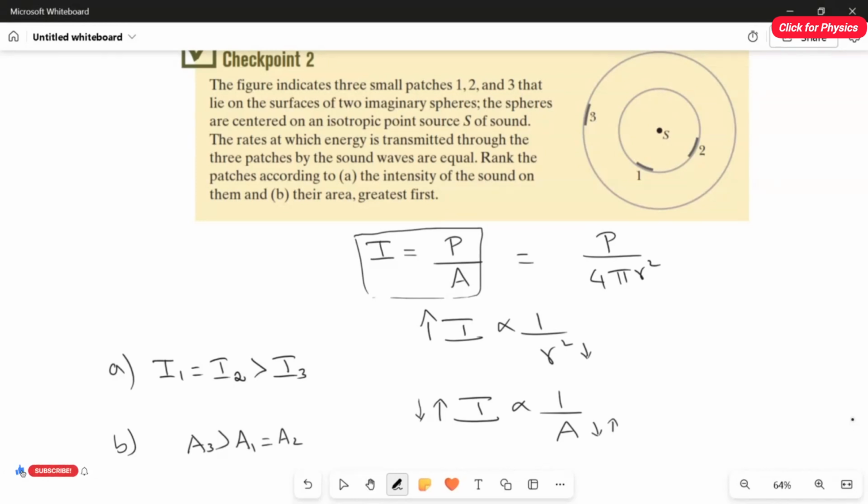Clear? So this is the answer for this checkpoint. That's it. Thank you.